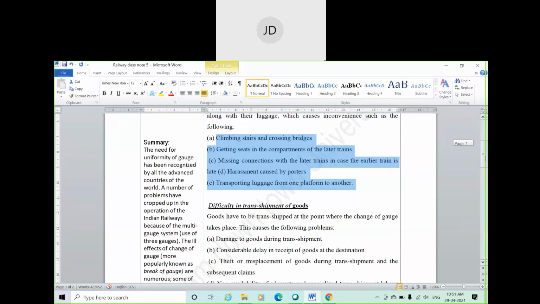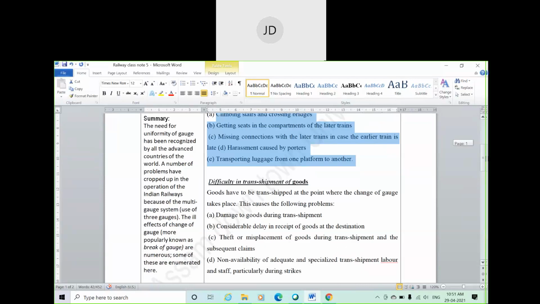Next, difficulty in transshipment of goods. That means during the transport of goods from one state to another, or one location to another, if there is not one common route, there's a problem of shifting the heavy goods from one train to another. It requires labor. So goods have to be transshipped at the point where the change of gauge takes place, and this causes the following problems.